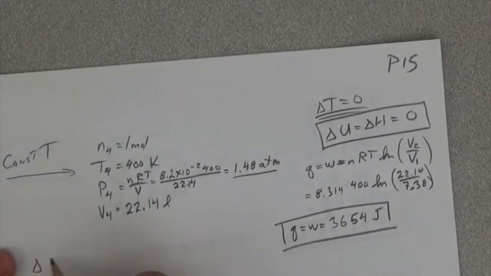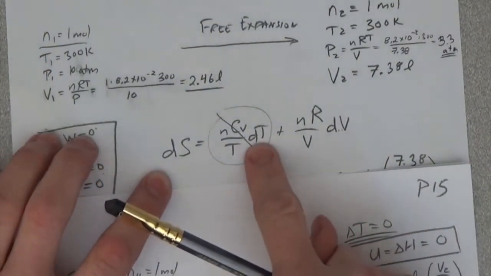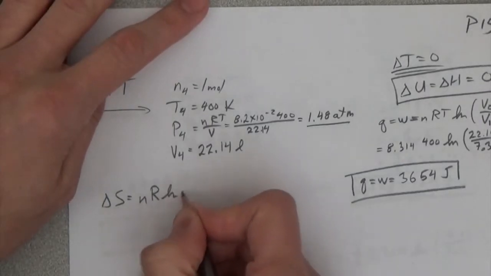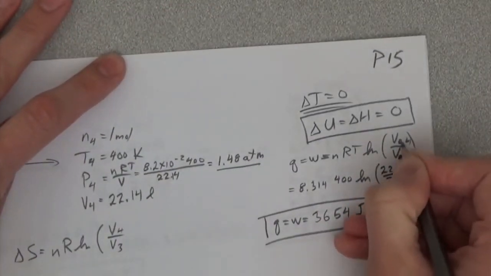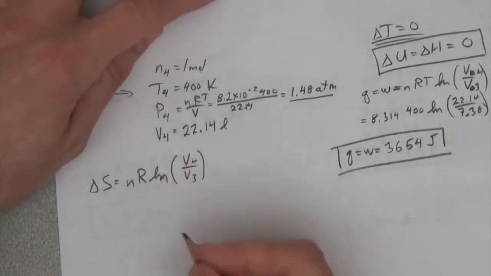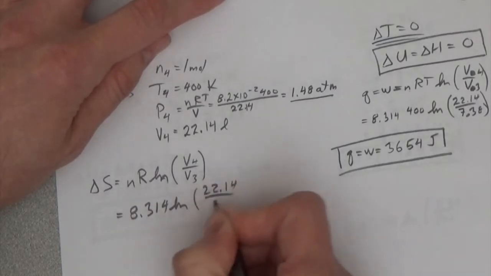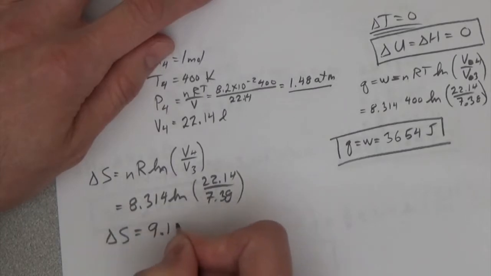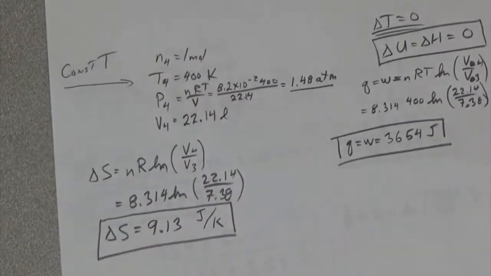And now the entropy, delta S, is equal to, again going back to our original expression here, delta T is constant, we get this. Delta S is equal to nR natural log V4 over V3, which is equal to 8.314 natural log of 22.14 divided by 7.38. Delta S is equal to 9.13 joule per K. Okay.